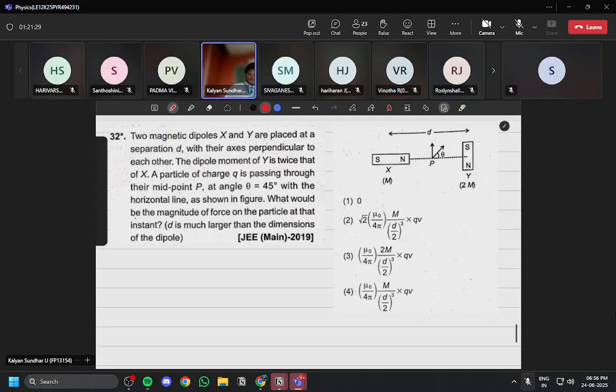Two magnetic dipoles X and Y are placed at a separation of D with their axes perpendicular to each other. Dipole moment of Y is twice that of X. A particle of charge Q is passing through their midpoint P at an angle of 45 degrees with the horizontal line as shown in the figure. What would be the magnitude of force on the particle at that instant? Whatever the particle is passing through point P, they are asking how much the magnetic force will be.